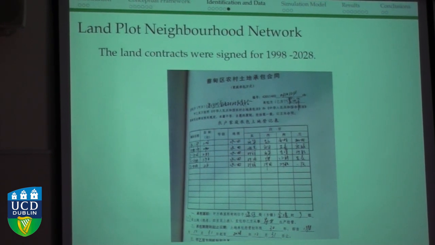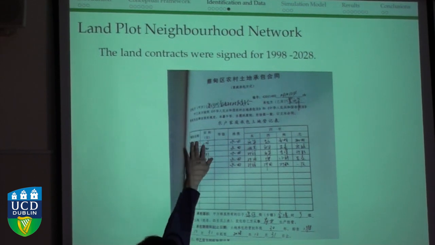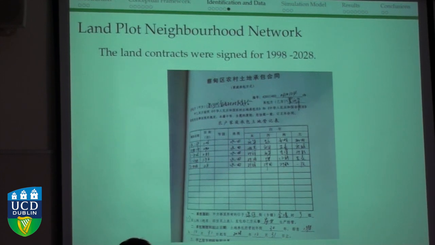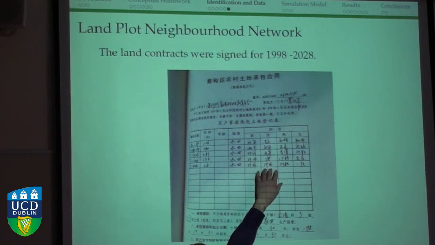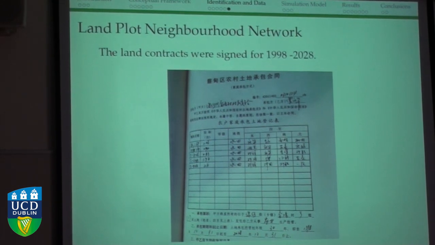Each of the households signed a land contract with the village, and we have the land contracts of all the households. In this one, for example, this household has 5 land plots, and here is the acreage of each land plot. Especially here, these are the 4 directions: east, west, south, and north. It records the neighbors of the land plots from the 4 directions. We can use this as the data to create the adjacency matrices. So basically these are the network data we get from this region. I think these data are quite reliable, and all the ties are weighted.